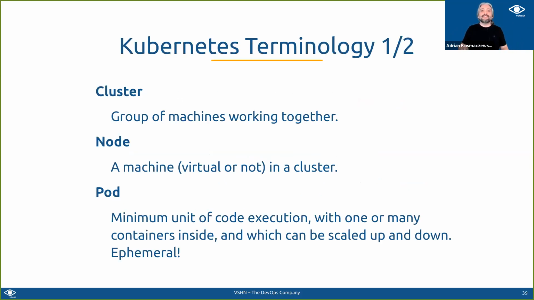To understand Kubernetes, we need to understand a little bit of terminology, because Kubernetes manages clusters of computing power. These clusters are composed of nodes, which are machines, virtual or not. These machines are all connected together, and in those nodes, Kubernetes runs pods. Pods are the units of execution of Kubernetes, composed of one or more containers inside.